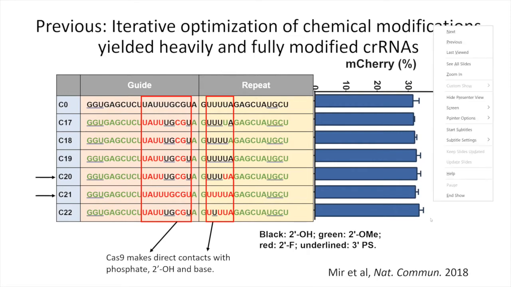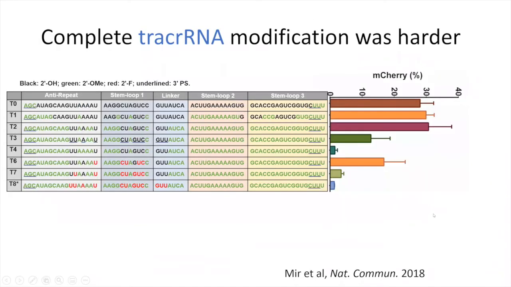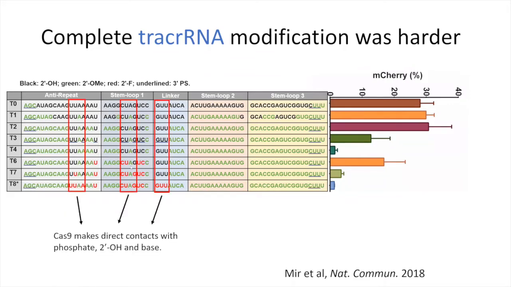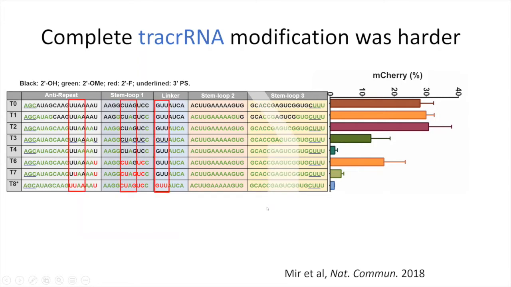But we found that modifying the tracer RNA, the longer of the two guides, was much harder. And you can see that as we move to increasing degrees of modification, the editing efficiencies drop off dramatically. And again, this is related to Cas9 making direct contacts with phosphates, hydroxyl groups, and bases of the nucleotides shown here. And these really resist chemical modification. They drop potency dramatically. In particular, A15, for example, right here, as soon as we modify A15, we find we lose a lot of potency.